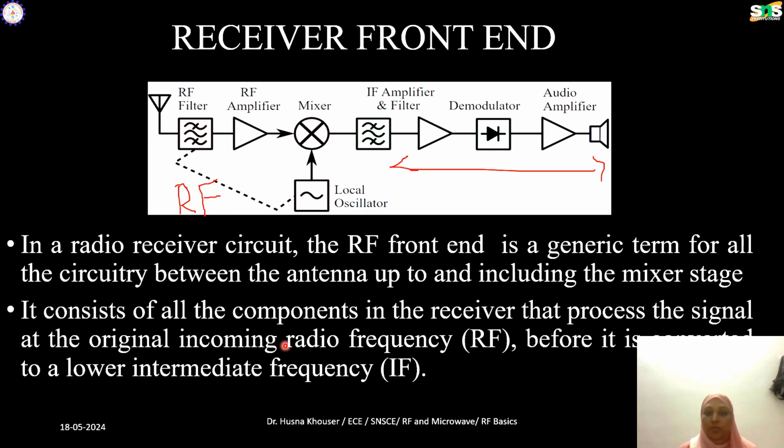It consists of all the components in the receiver that process the signal at the original incoming radio frequency before it is converted to the lower intermediate frequency. Whatever blocks we have, like filters, amplifiers, mixers, local oscillators, the signal gets processed in all these blocks, and then it is converted to the intermediate frequency. So this is an important block of the RF front-end system.